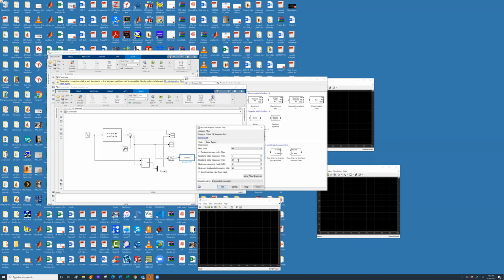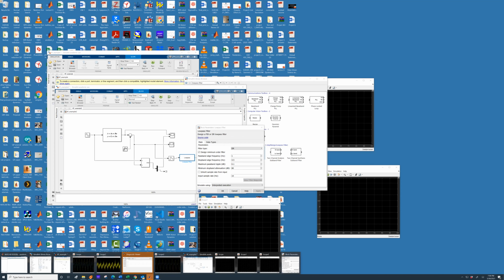What this means is all the frequencies beyond 4.5 hertz will be chopped off. What is the pass band ripple? And if you want to see how this filter is going to work, you can click on view filter response. View filter response, apply, and then it can actually generate a filter response. Let me explain to you real quick what this filter response is.